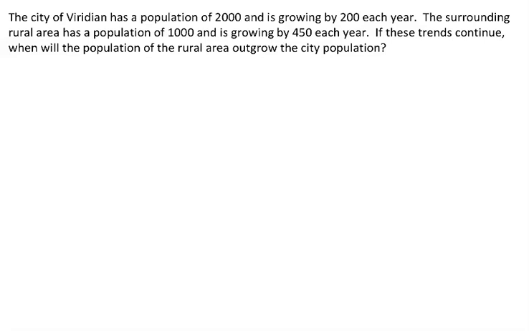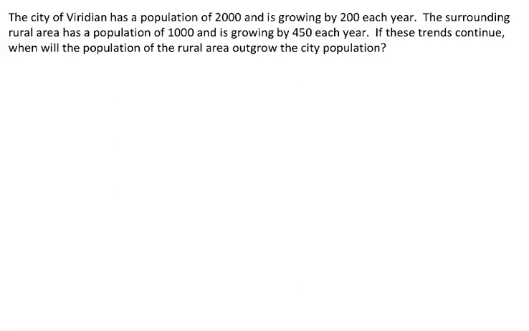The city of Viridian has a population of 2,000 and is growing by 200 people each year. The surrounding rural area has a population of 1,000 and is growing by 450 people each year. If these trends continue in a linear fashion, when will the population of the rural area outgrow the city population?